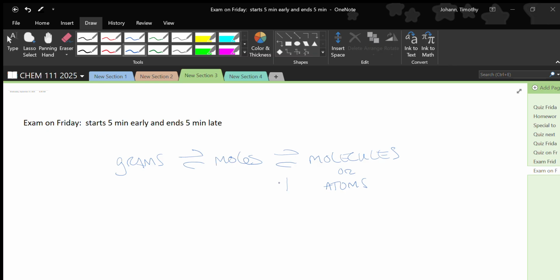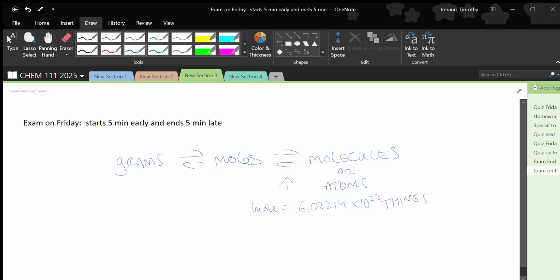So if we're going from molecules to moles, we're going to use the conversion constant that 1 mole is equal to 6.02214 times 10 to the 23rd things, where things are molecules or atoms, but it could be anything. It's a counting unit. And then if I want to go between grams and moles, I'm going to use the molecular mass of the compound, or we'll say atomic mass, or atomic weight. All right, so those are the conversion factors I need.